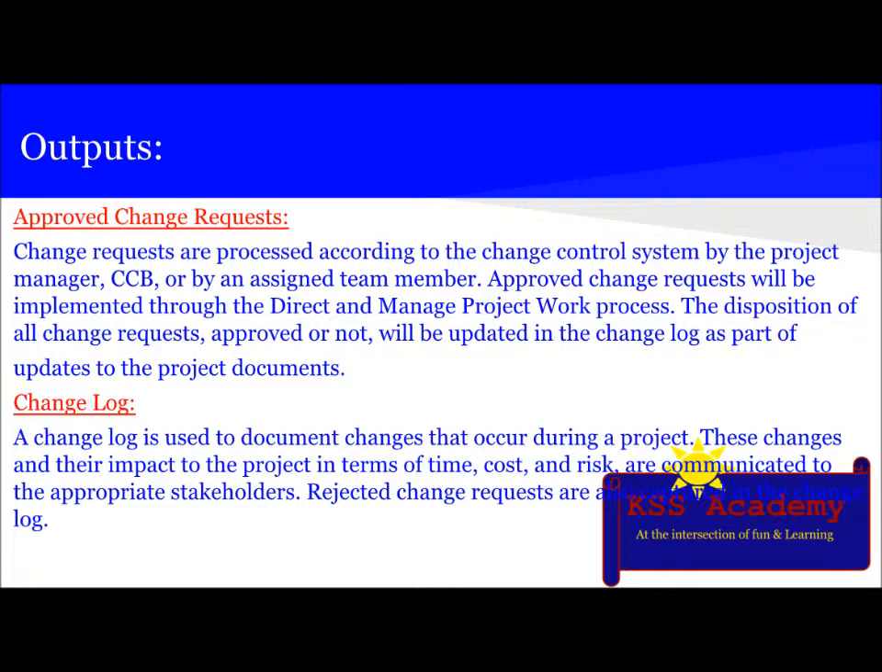The next output is change log. A change log is used to document changes that occur during the project. These changes and their impact to the project in terms of time, cost, and risk are communicated to the appropriate stakeholders. Rejected change requests are also captured in the change log.